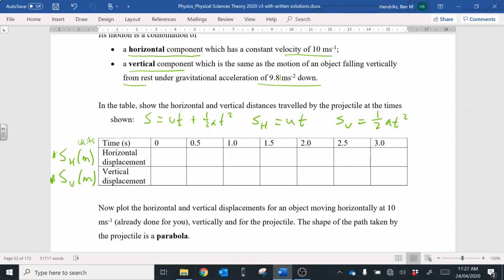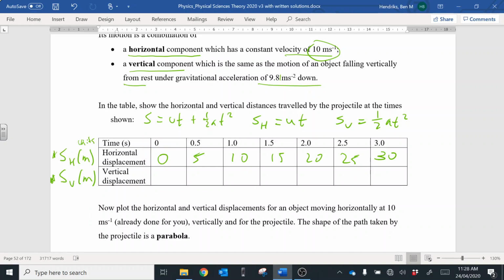Okay, so horizontal displacement at time 0 is going to be 0. Then with initial velocity of 10 meters per second, we get a distance of 5, then 10, then 15, 20, 25, 30. So all our time has been multiplied by 10.